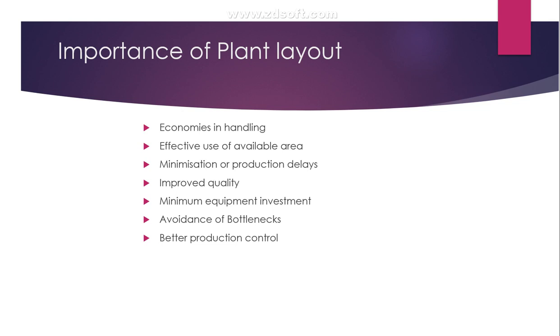So by having regular inspections, by minimizing production delays, and by reducing the travel distance of equipment, or sorry, the distance traveled by materials, we would get a proper controlling system in terms of production. So a well organized, good plant layout would help us to have good control on our production system.